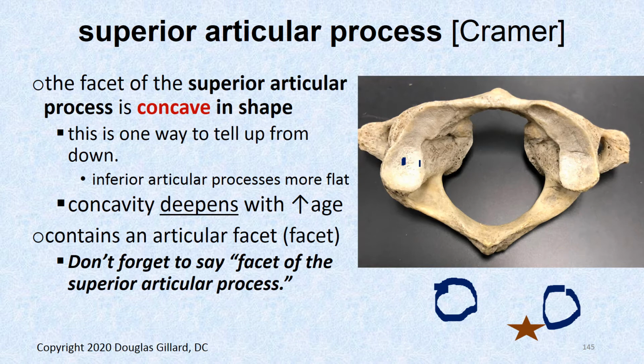And some of the facets are double facets. You could have an articular pad of cartilage here, and another articular pad of cartilage right here. It's not unusual, sometimes even three. So it's not unusual for them to be like that.